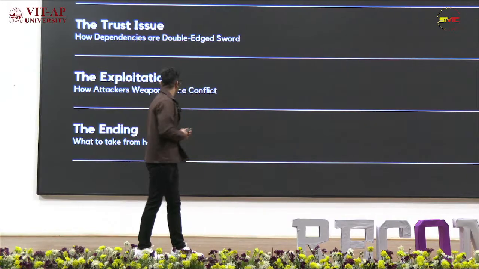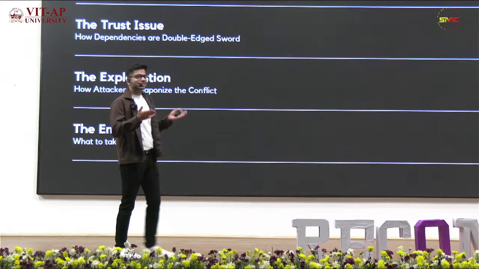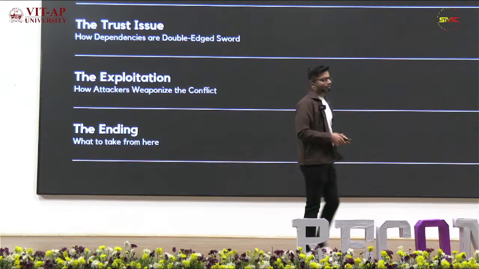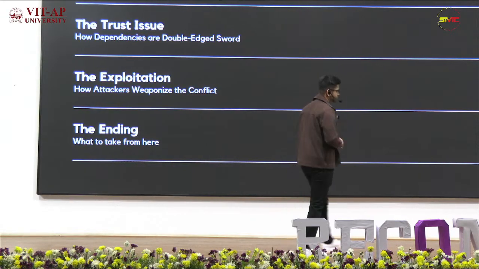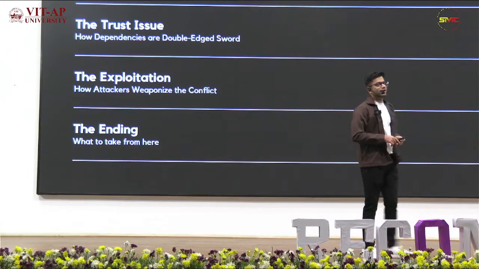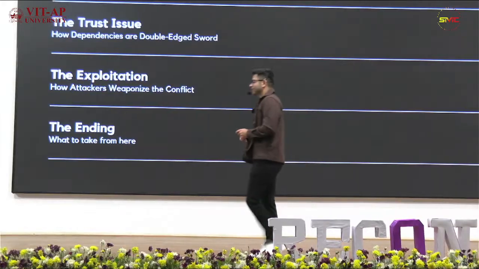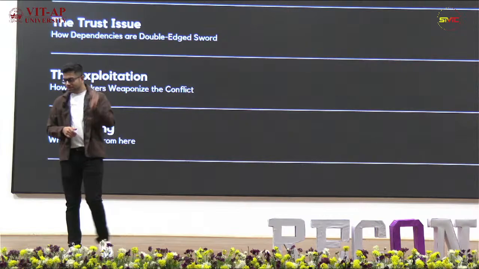And then the trust issue. We are familiar with trust issues, right? How dependencies are a double-edged sword. Dependencies can be helpful and they can be harmful as well. And then the exploitation. There will be a trust issue, and how attackers exploit that. And then the ending: what to take from here? What do you learn, and where can you use it? So we'll get started.